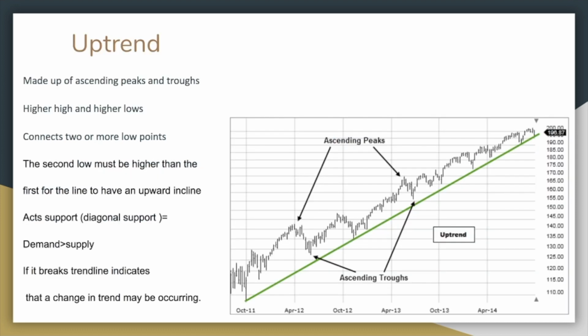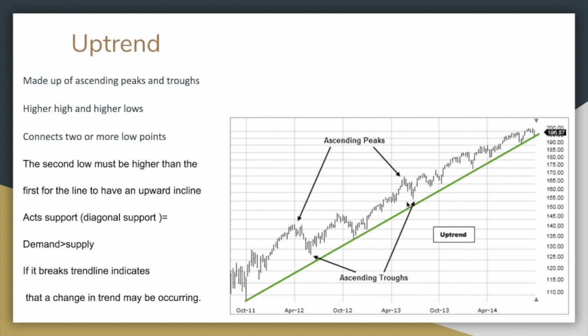Now, let's look at an uptrend. This is an uptrend here. It's made of ascending peaks. This is the first one. The second peak should be higher than the first. So are the ascending troughs. The second one should be higher than the first one. So this is made of higher highs. This is a high and this is a higher high. This is a higher low. This is a high, this is a low and this is a higher low.